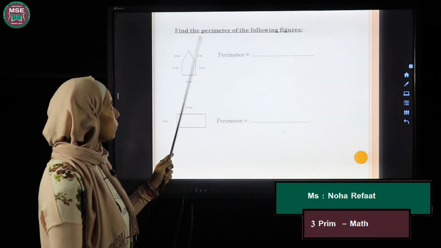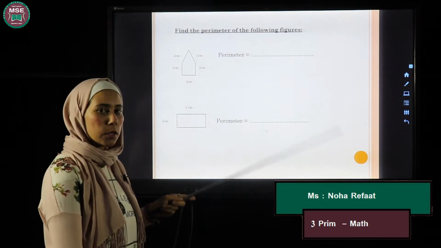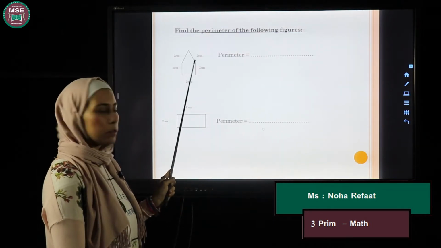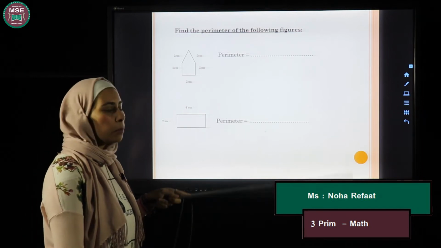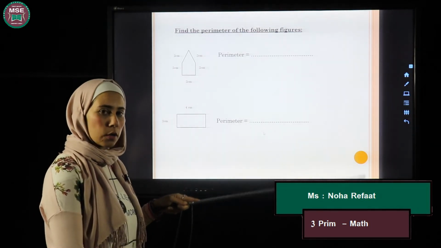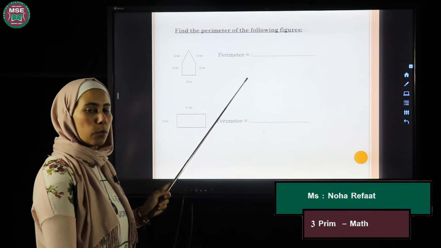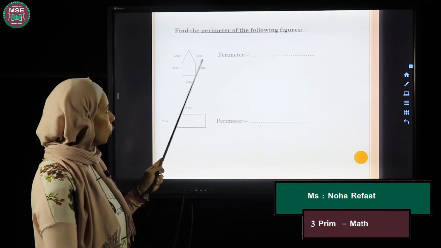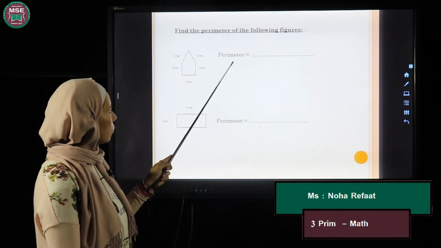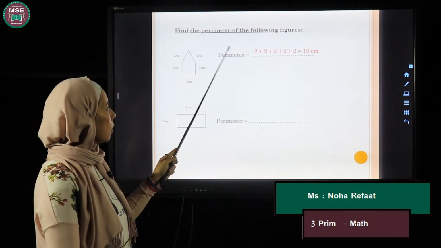Next, we have to find the perimeter of the following shapes. We have here irregular shapes. It's not a rectangle and not a square. And we have only one rule in the perimeter: the perimeter is the total length of all the sides. So if we have a regular shape or irregular shape, we can use the same law. Perimeter equals the total of all the sides.